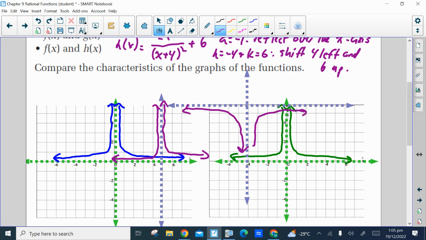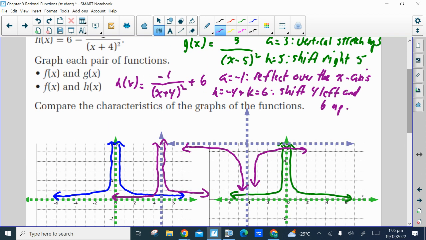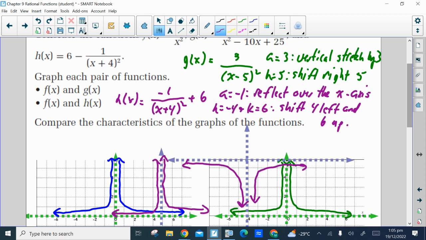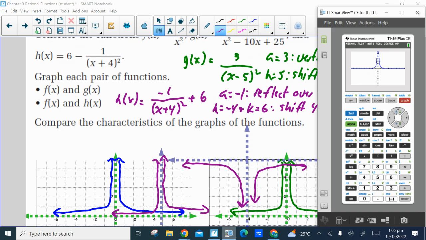And if you're not sure about that, use your graphing calculator. Put that equation into the graphing calculator to make sure the graph looks correct. So using the original equation, it'll be 6 take away.